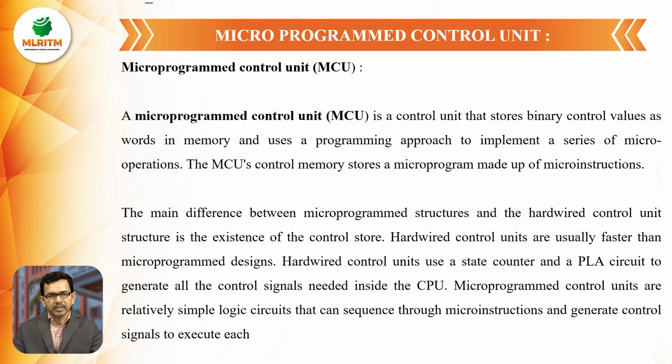The main difference between microprogrammed structures and the hardwired control unit structure is the existence of a control store. The existence of the control store plays a very important role when you compare the hardwired control unit with the microprogrammed control unit. Hardware control units are usually faster. As we discussed, hardware control unit instructions are very fast when you compare them with the microprogrammed control unit.